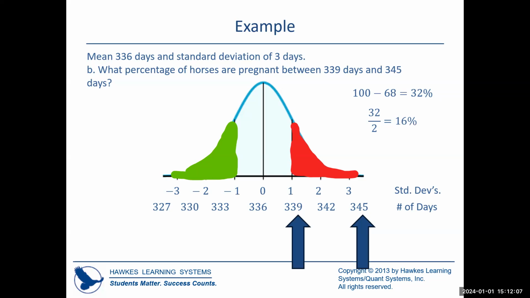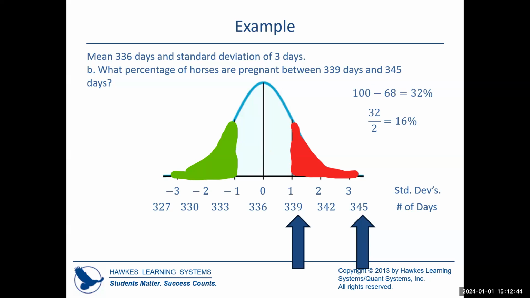Actually, you know what? No, there was a mistake here. It says what percentage of horses are pregnant between 339 and 345? We had to have a correction here. Give me a moment. It's not going to be 100%. Here's why. We're only locked between 1 and 3 standard deviations only. You all see that? It's only between 1 and 3 only. So that shading should not extend beyond 3 and -3. So this subtraction should be 99.7 minus 68. That gives us 31.7. So make sure you make this correction, 31.7.